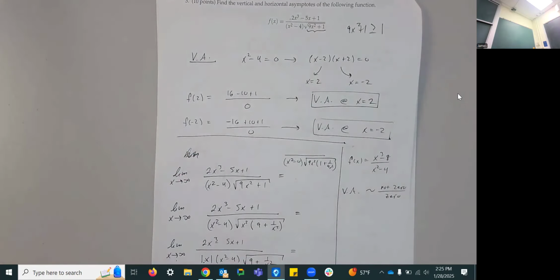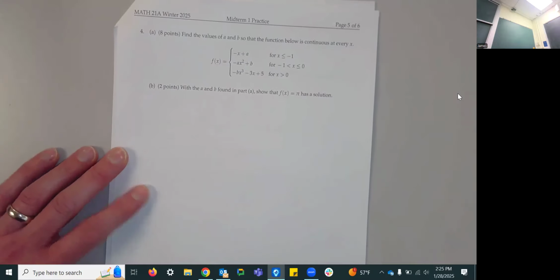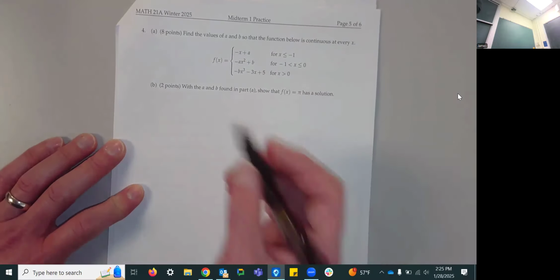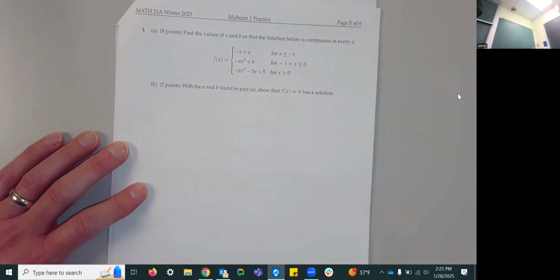All right. Got a few more minutes. Good. A classic question. Find the values of a and b so the function below is continuous at every x. So we need the limits to exist. The function exists everywhere, right?